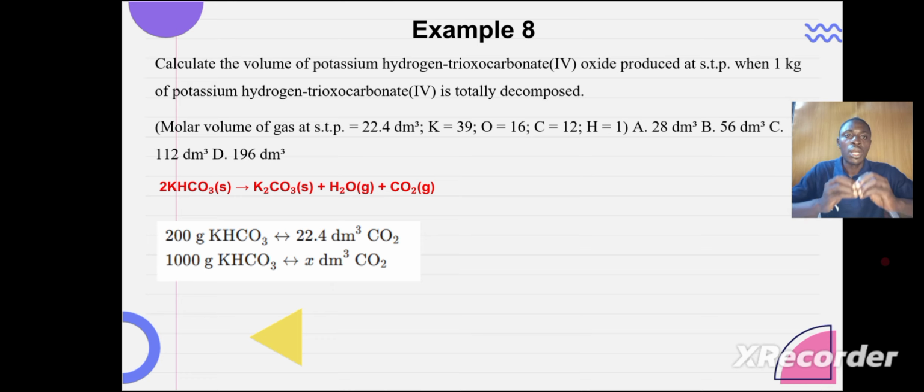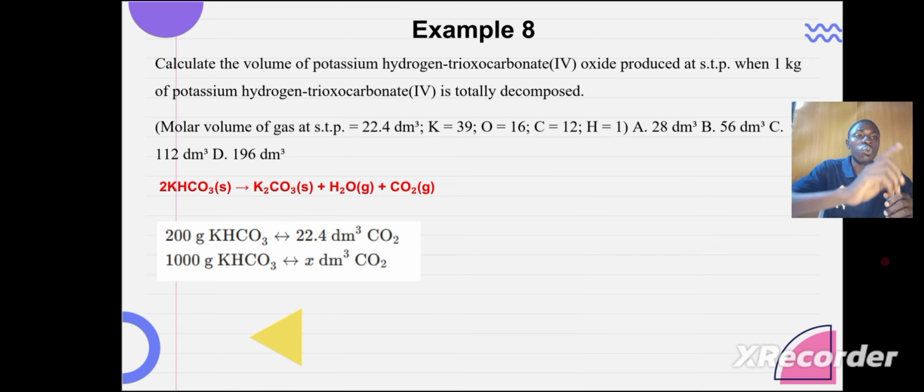From the equation, the molar mass of potassium hydrogen trioxocarbonate 4 is 100, but the reacting mass is 200 because there are 2 moles reacting. That's why we have 200 grams, just multiply by 2. And since there is 1 mole of carbon 4 oxide, and the molar volume of a gas is 22.4 dm cube, it means 200 grams of potassium hydrogen trioxocarbonate 4 occupies a volume of 22.4 dm cube of carbon 4 oxide.